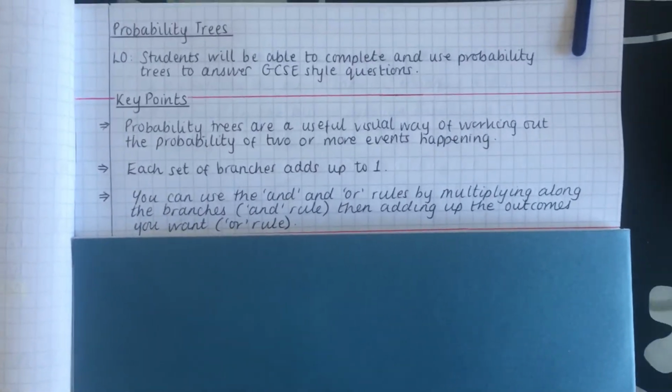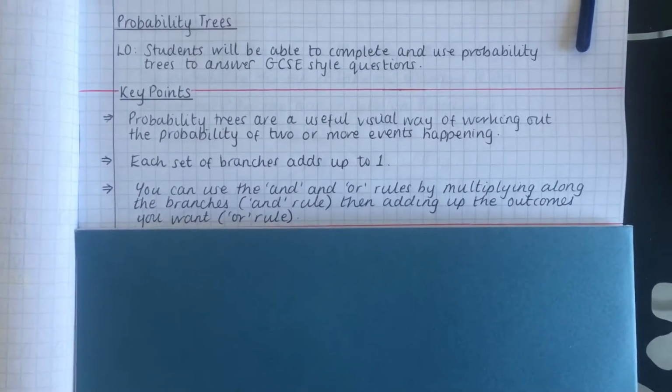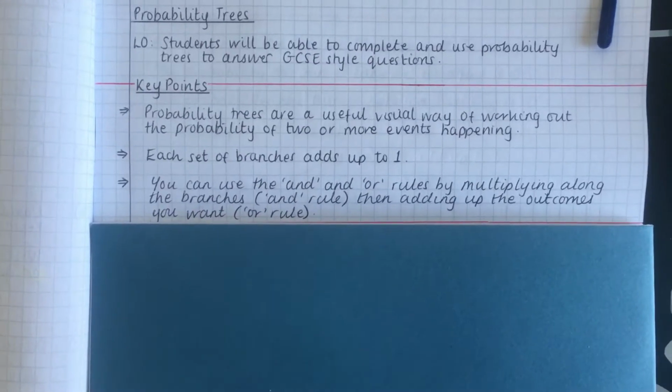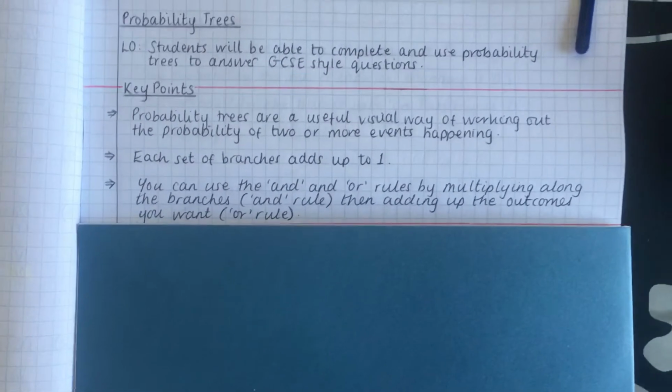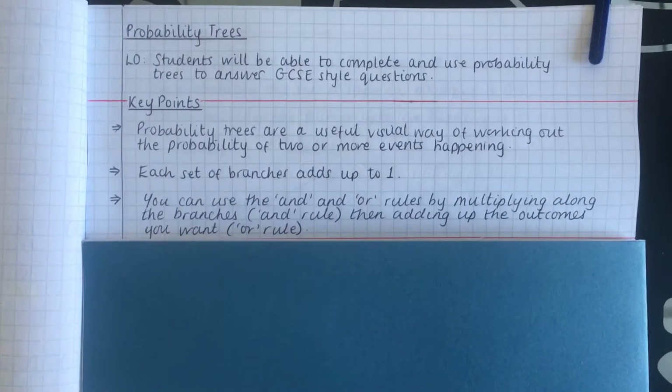And you can use the and or rules that we learned in the last lesson by multiplying along the branches. That's the and rule, and then adding up the outcomes that you want, and that's the or rule. So we'll come on to that in a second. So give the video a pause, write down the key points, and then we'll move on to the worked example.